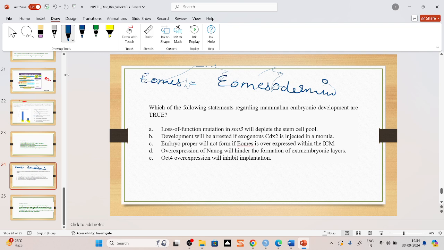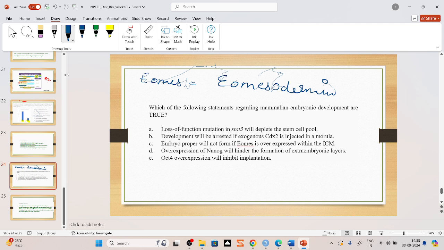Okay, so if there is an overexpression of nanog, this means that the differentiation of the extra embryonic tissue, which is the trophoblast, will not take place. And when the differentiation of trophoblast will not take place, then the formation of extra embryonic layer is also inhibited. Why? Because trophoblast ultimately develops the extra embryonic layers, ectoderm, endoderm, and mesoderm.